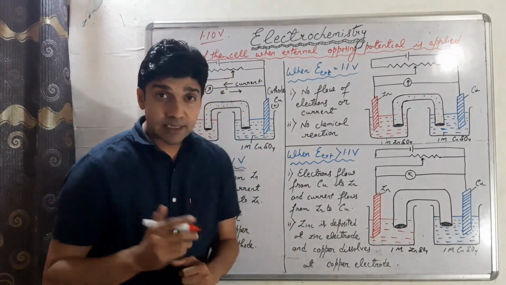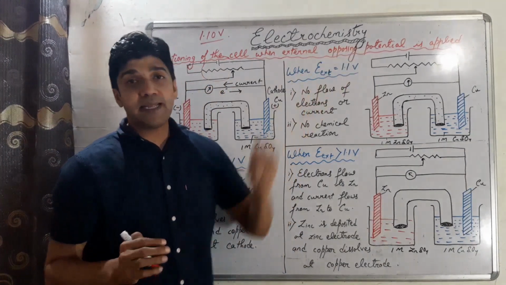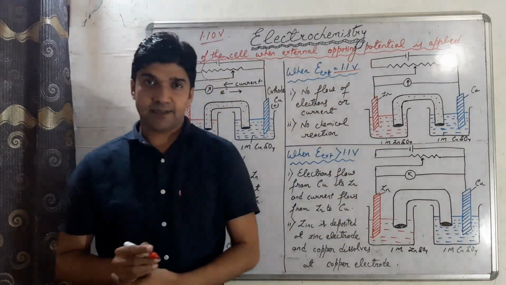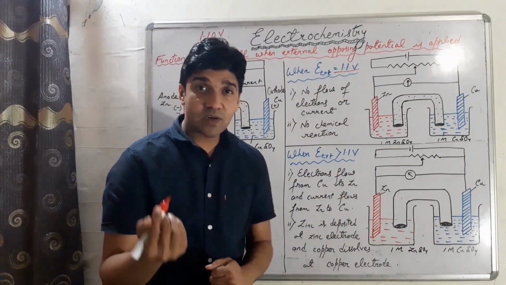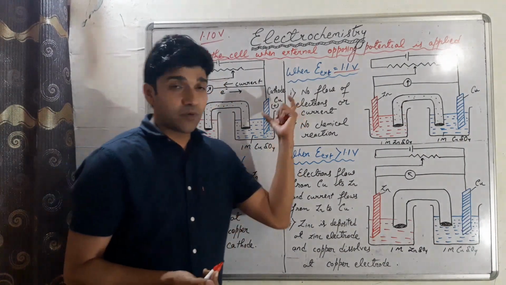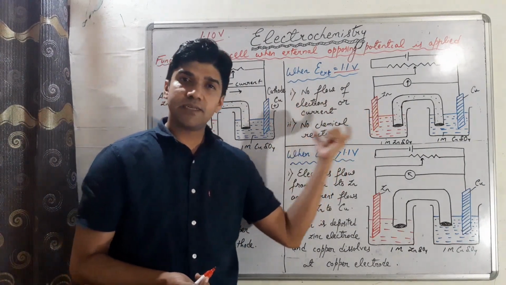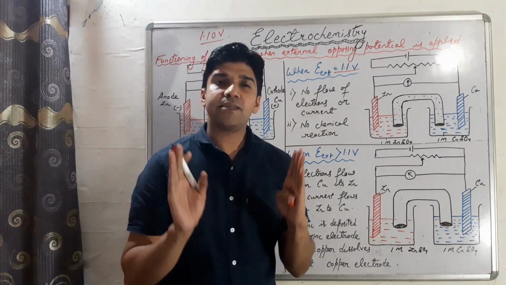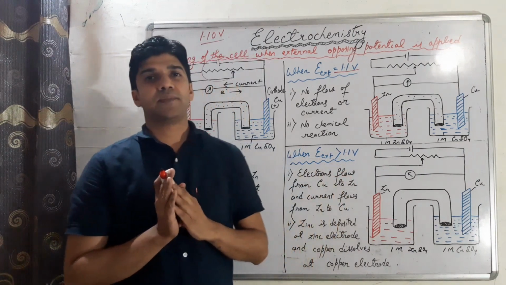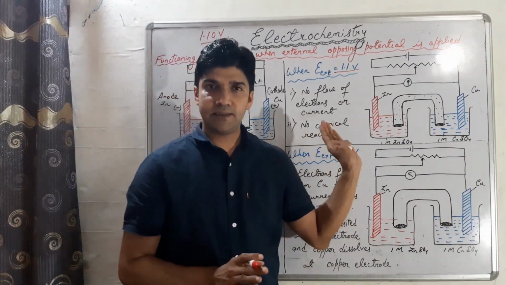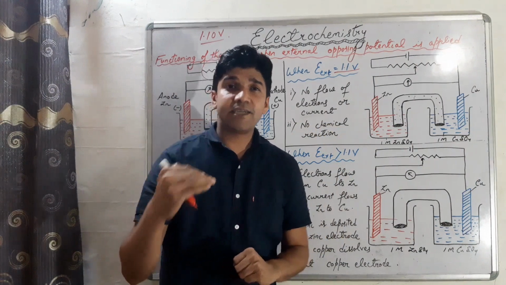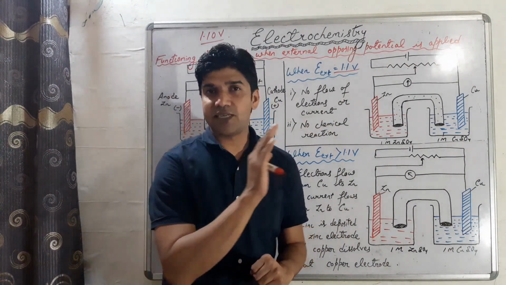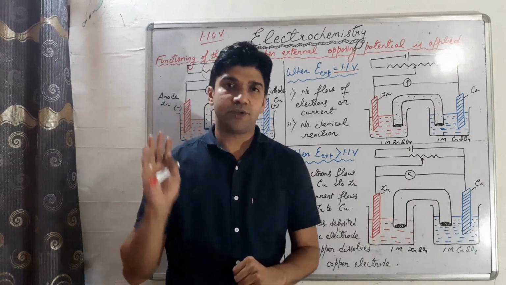ठीक है, अब आते हैं सेकंड केस में. इस केस में क्या है? जो हम एक्सटर्नल पोटेंशियल अप्लाई कर रहे हैं वो इक्वल टू 1.1 वोल्ट है. तो इस केस में क्या होगा? What will happen here? Now there is no flow of electrons and no current here or here. That means the cell will stop working. There is no chemical reaction when the external opposing potential is equal to cell potential of the cell, which is 1.1 volt.